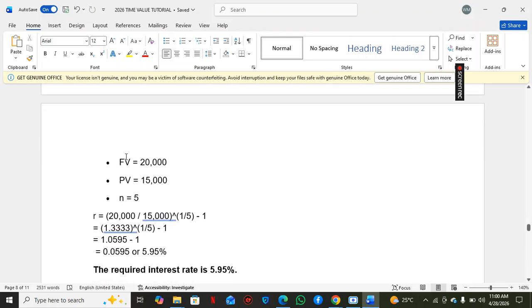Future value 20,000, present value 15,000, n is 5. So you do 20,000 divided by 15,000 raised to the power 1 over 5, minus 1. And when you do your tabulations, you get a rate of 5.95%.